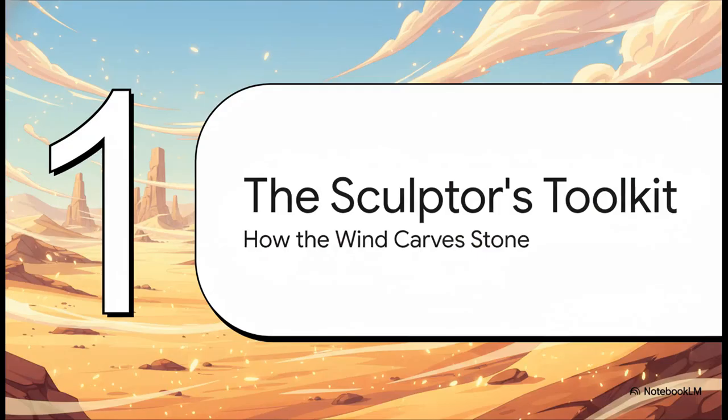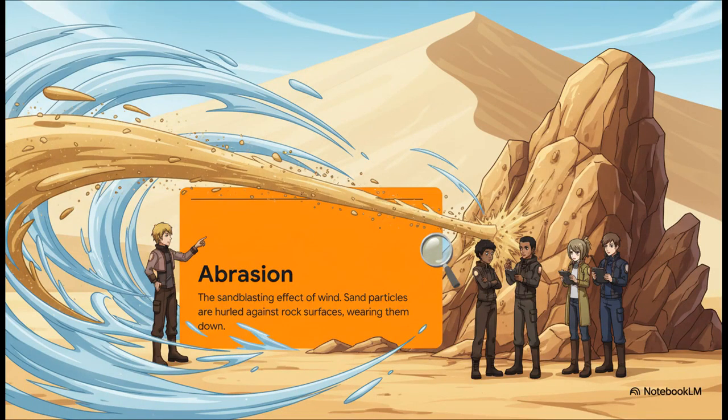So, what's in this artist's toolkit? How does simple wind carve up solid stone? It really all comes down to one main technique, a process that is somehow both super simple and unbelievably powerful. That process is called abrasion. And the easiest way to picture it is like industrial sandblasting. The wind scoops up millions of tiny, sharp grains of sand and just hurls them against rock faces, day in and day out. Over thousands of years, this constant bombardment literally grinds, scours, and polishes even the toughest stone.